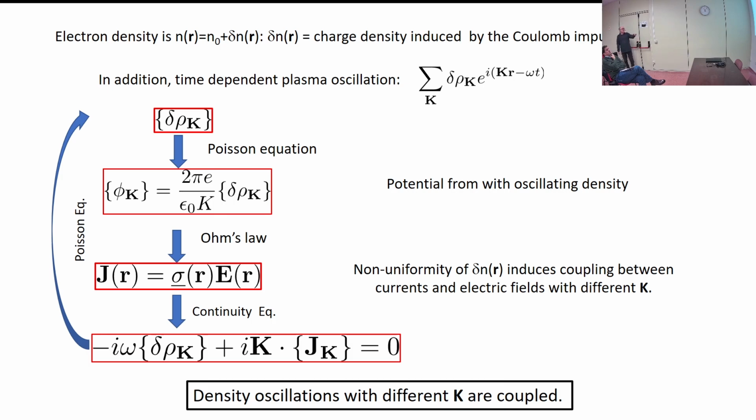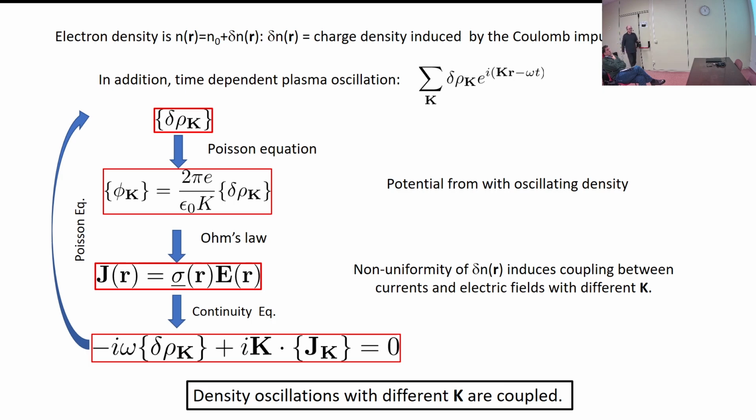So we have some density modulation because we have density oscillation because of the plasmon. And then you use basic relations here, right? The Poisson relation is going to give us some potential. That potential defines an electric field, which gives some current. And then the continuity equation connects everything back together. You want to actually solve this self-consistently with this Hall conductivity that's not uniform.